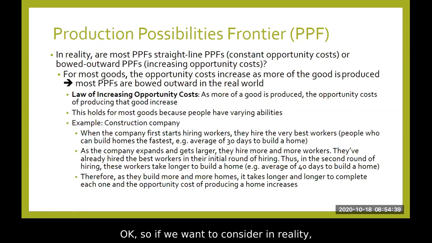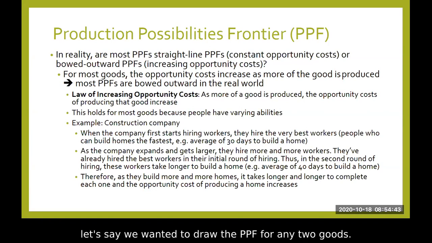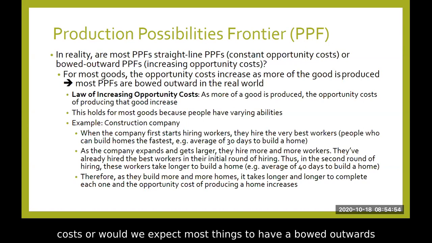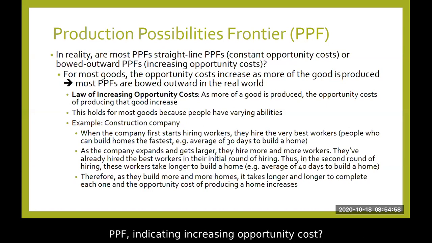Okay, so if we want to consider reality, let's say we want to draw the PPF for any 2 goods. So for most things, would we observe that the PPF is linear, indicating constant opportunity costs, or would we expect most things to have a bowed outwards PPF, indicating increasing opportunity cost?